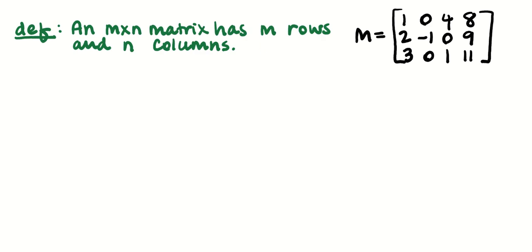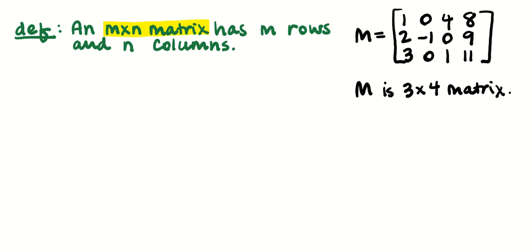All right, so when I say an m by n matrix, I mean a matrix that has m rows and n columns. Now I don't assume you know very much about matrices, except for maybe that it's a box that numbers go in, right? So what I'm going to say is that this matrix M right here is a 3-row, 4-column, 3 by 4 matrix.